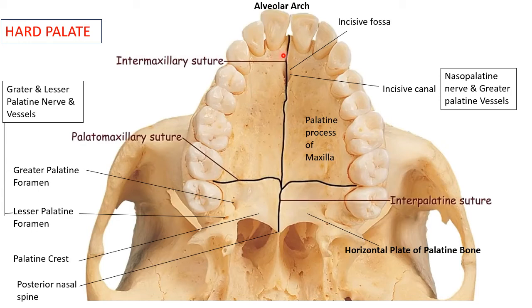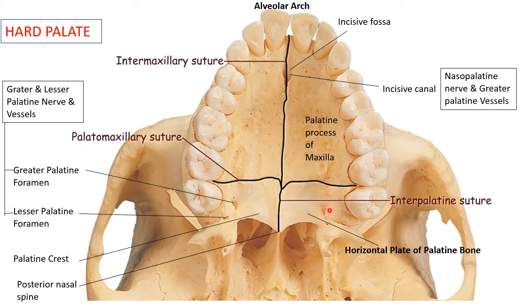The other part is the hard palate. The hard palate is formed by two bones, the maxilla and the palatine bone. The palatine processes of the maxilla on either side unite in the midline through a suture called the intermaxillary suture, and they form the anterior two-thirds of the hard palate.